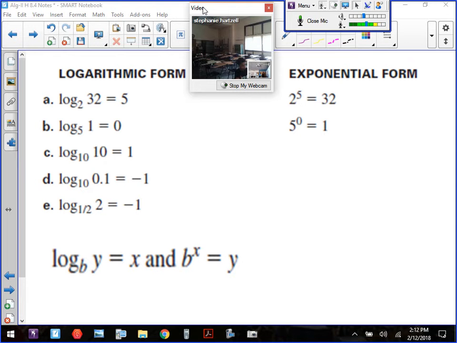The next one is log base 10 of 10. Sometimes it'll put the base 10 there, sometimes it'll just say log of 10. It means the same thing. That one has a base of what? Log base 10 of 10 has base 10. So if I wrote that as exponential, it would look like 10 to the first equals 10.